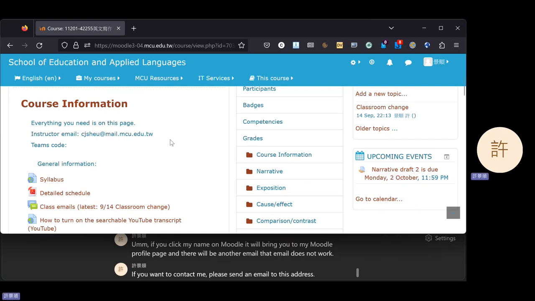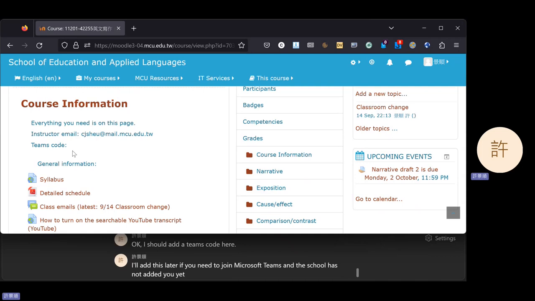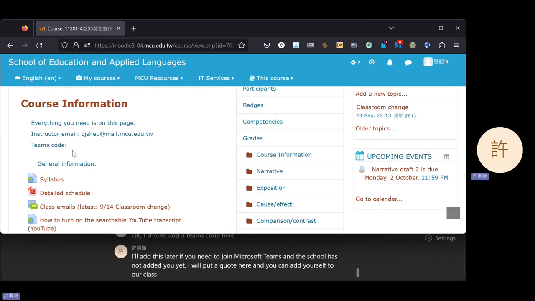Or you can contact me on Microsoft Teams. Okay, I should add a Teams code here. I'll add this later. If you need to join Microsoft Teams and the school has not added you yet, I will put a code here and you can add yourself to our class using this code.